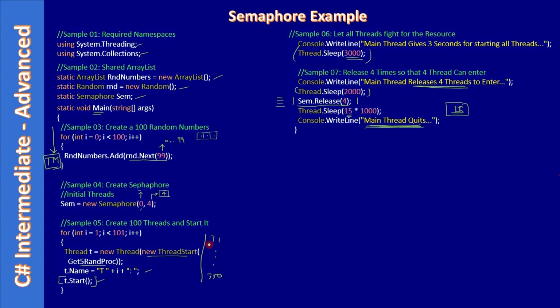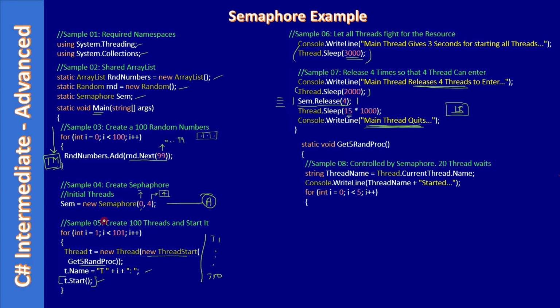So the things that you need to note here are: we are creating a semaphore. We state the initial threads allowed is 0, and the maximum is 4. With these 2 parameters we created the semaphore. The random numbers were already ready in the ArrayList of 100. Then we start 100 threads. The main thread waits for all threads to start. Then we release 4 threads. Then the main thread waits for 15 seconds.